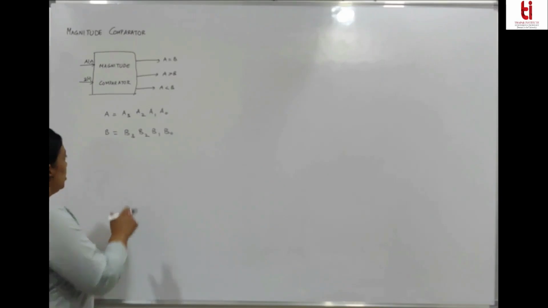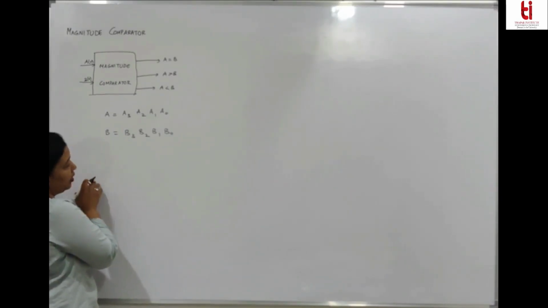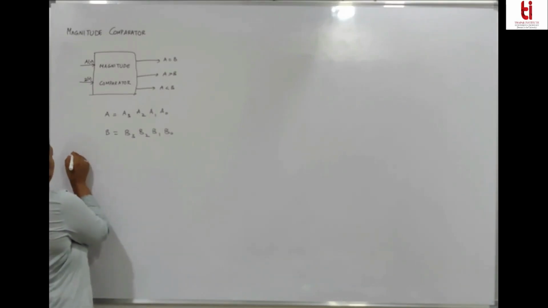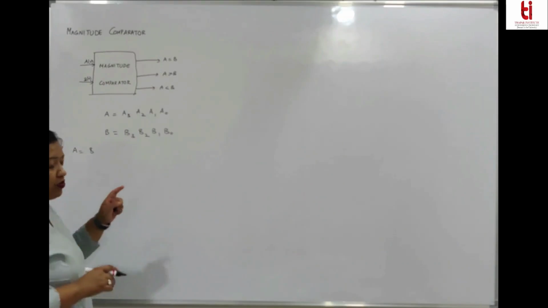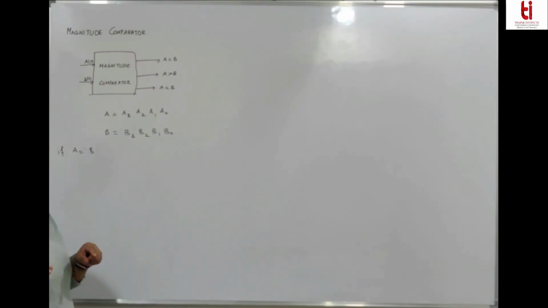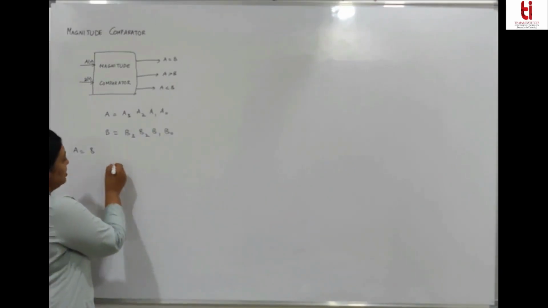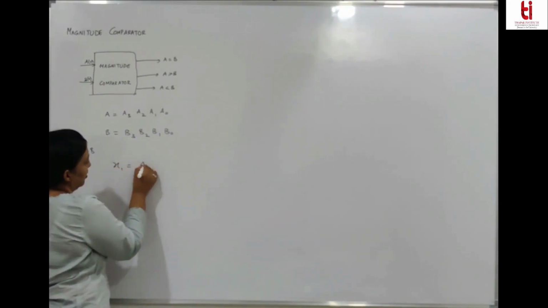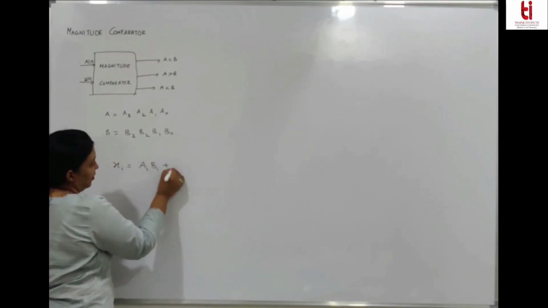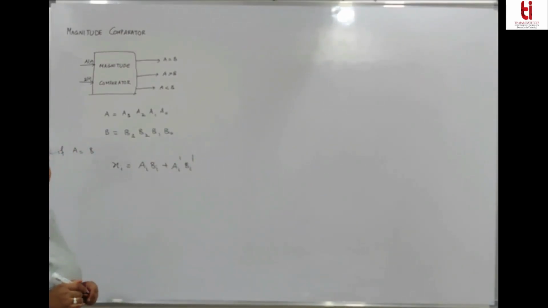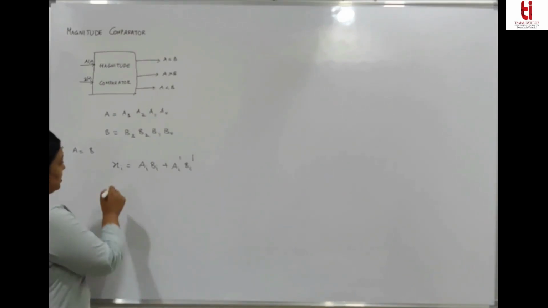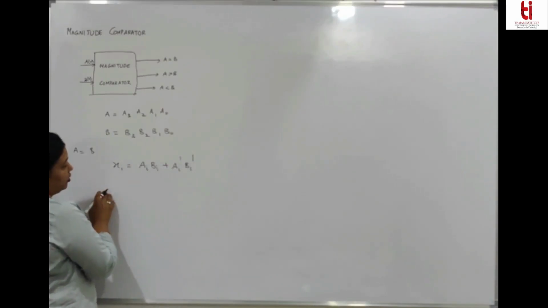So if we have two numbers, 4-bit long, the first case is if A is equal to B. If A is equal to B, then what happens? That means if both the numbers are the same, then the output should be 1. For this we have the XNOR gate, which helps us find out whether the two inputs are equal; if they are equal, the output is going to be 1. So this is XI.